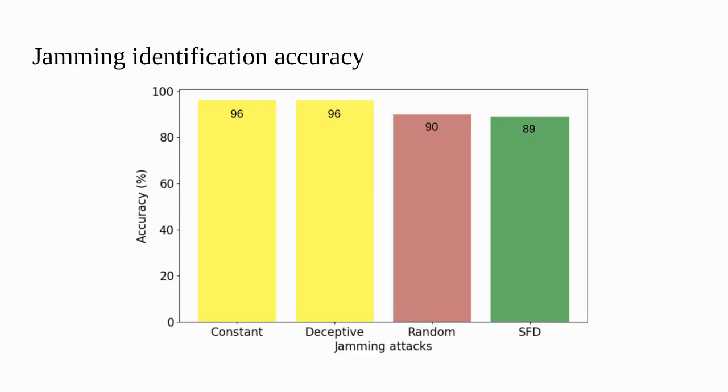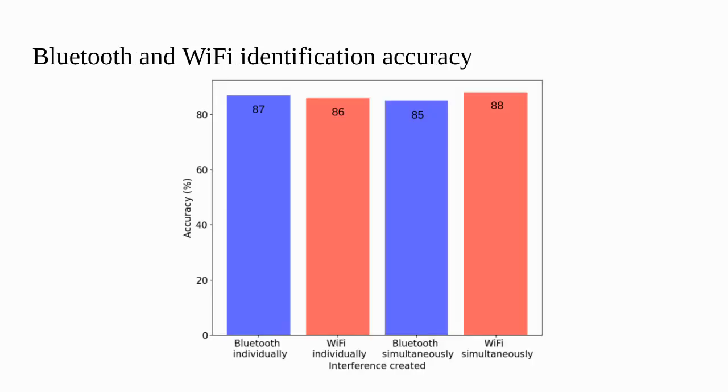We measured the accuracy of JamSense in identifying the different jamming attacks and got an accuracy of 96% for the constant and deceptive jammer, and around 90% for the random and SFD jamming attacks. For identifying Bluetooth and Wi-Fi we get an accuracy of 87 and 86%, and 85 and 88% for identifying Bluetooth and Wi-Fi when they are active simultaneously.